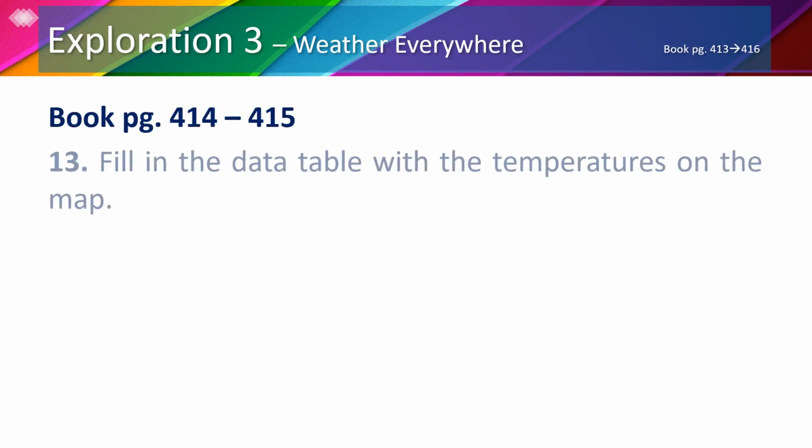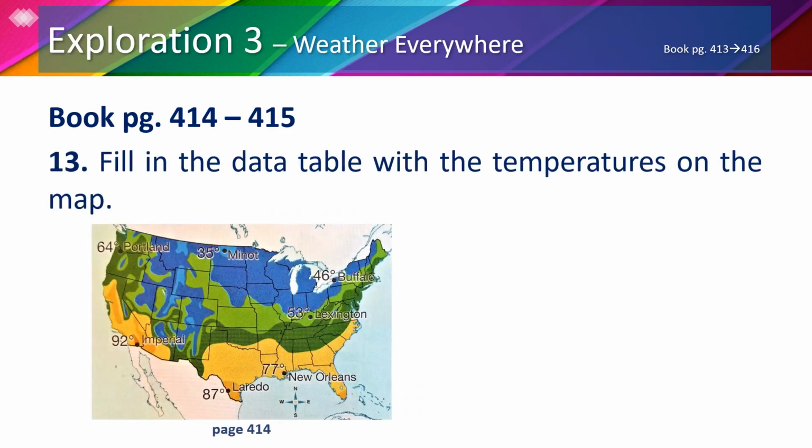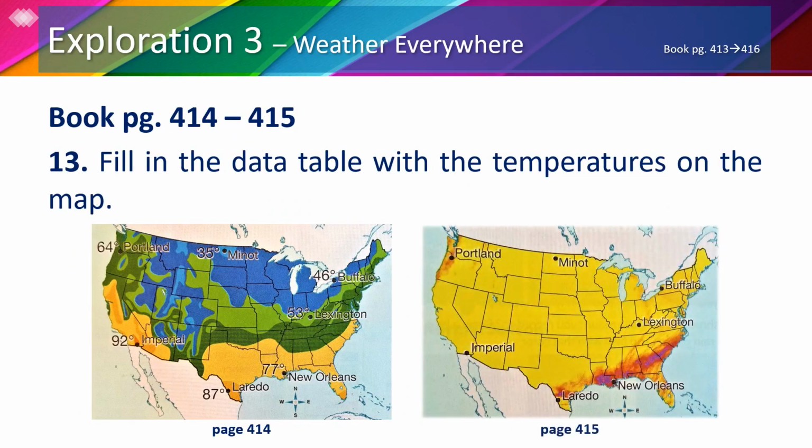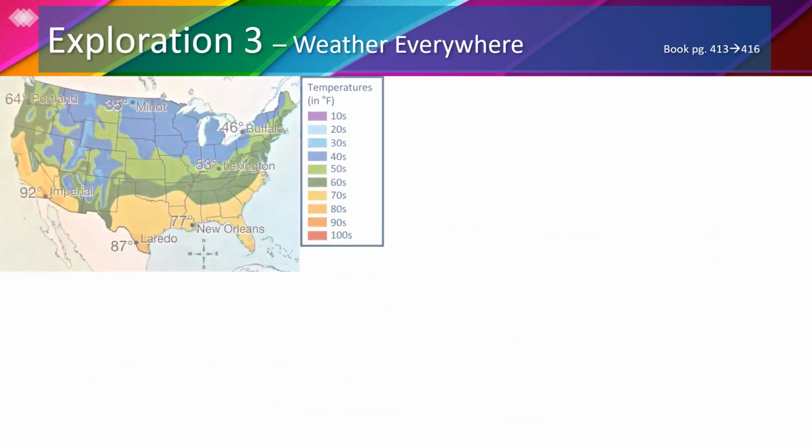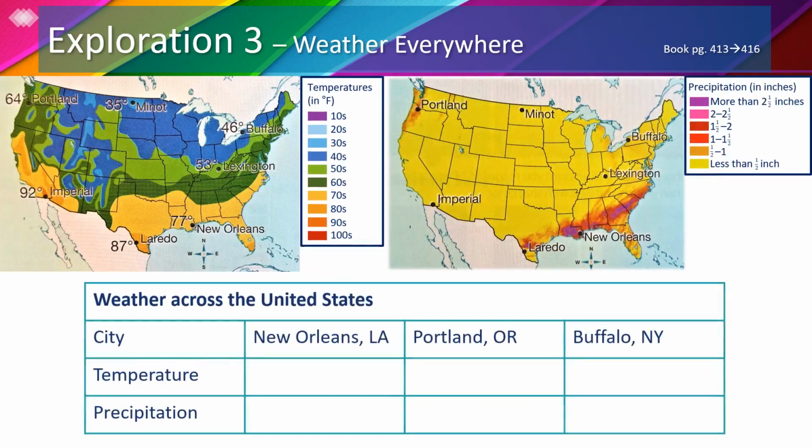In your book, pages 414 and 415, we can see two maps, one on each page. We're going to use both maps as we answer numbers 13, 14, and 15. In number 13, we're going to fill in the data table with the temperature and precipitation on the maps. First city is New Orleans. The temperature is 77 degrees Fahrenheit. As for the precipitation, the color of this city in the map is between red, pink, and purple, so we can write as an average 2 to 2.5 inches.